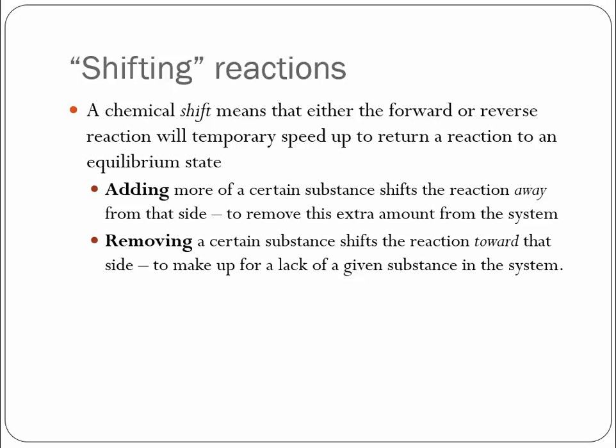So if you have an equilibrium and you add something, the system is going to shift away from that side. You've got too much stuff. You've got to remove it by reacting it, basically. That's the way to get rid of it. If, on the other hand, you remove something, a system is going to shift towards that side to make up for the lack of stuff. You're basically going to make more of it.